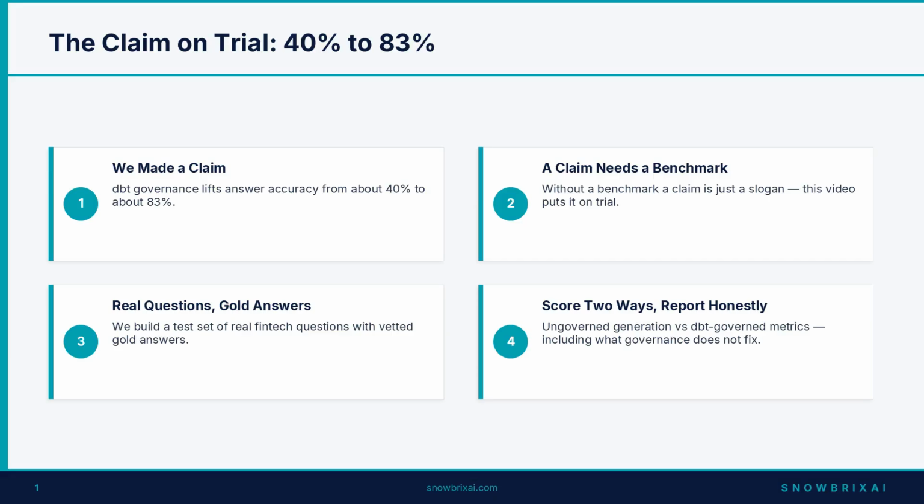So we made a claim that DBT governance lifts answer accuracy from about 40% to about 83%, and a claim without a benchmark is just a slogan. So this is the claim on trial. We build a test set of real fintech questions, each with a vetted gold answer. Then we score the agent two ways, ungoverned generation against DBT governed metrics, and we report the honest lift, including the questions governance does not fix.